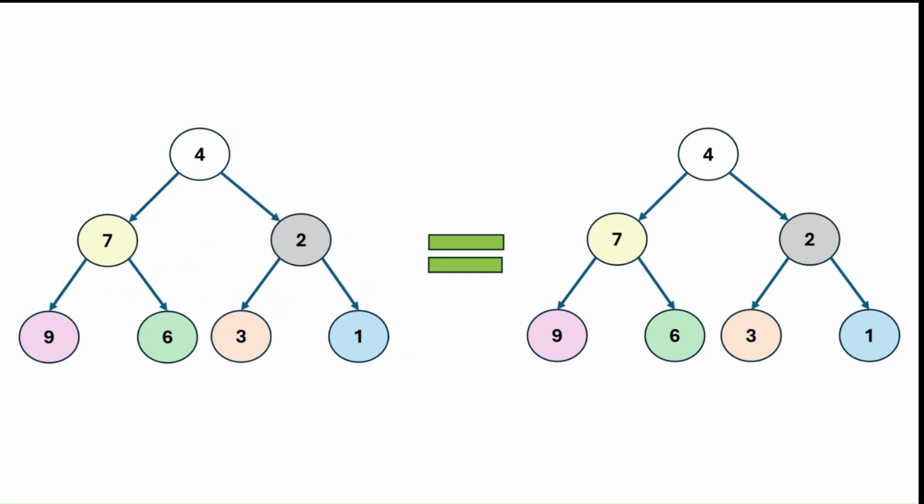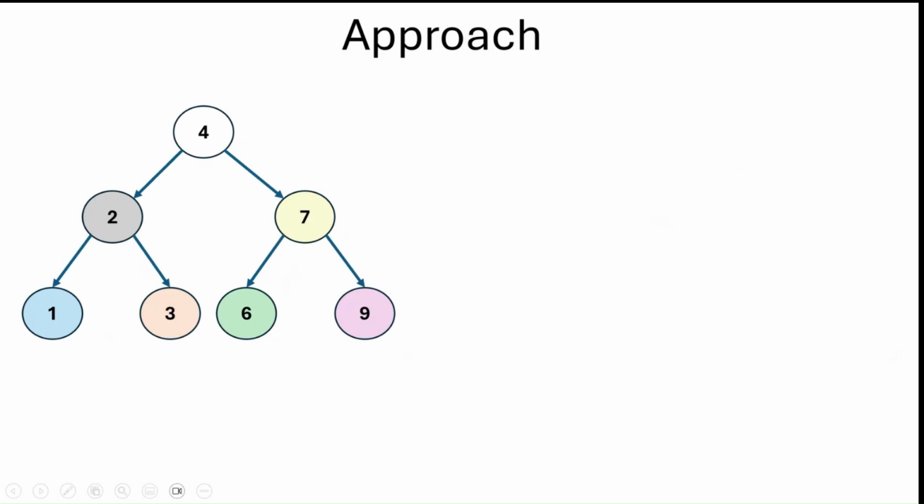So simply, if we swap the left and right child for each node in a binary tree, we can get its inverted tree. Using that fact, our approach will look like this. We need to traverse each node in the tree. Why? Because for each node, we need to swap its left and right child.